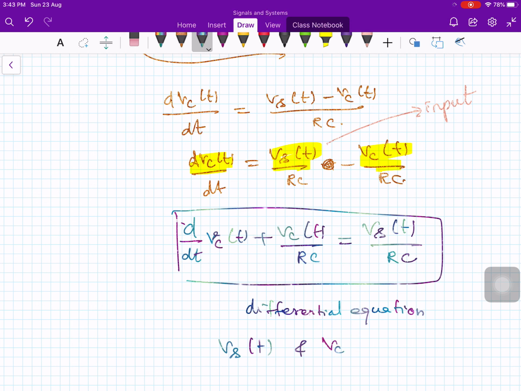Now once you solve this equation, then you will get the output value Vc of t. You find the natural solution and then the complementary solution. Make Vs of t equal to 0 and find the solution, and then make Vs of t not equal to 0, and then you can find out the other solution, the particular solution. So the total solution is going to be natural solution plus particular solution.